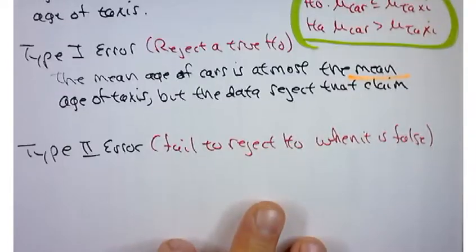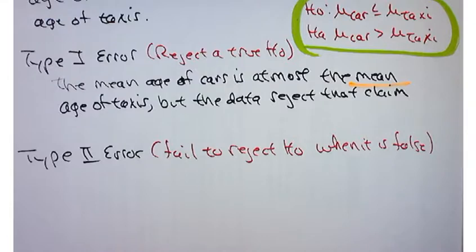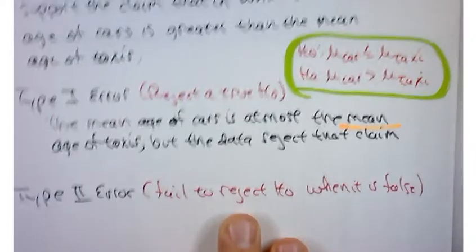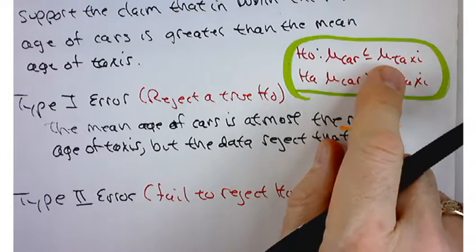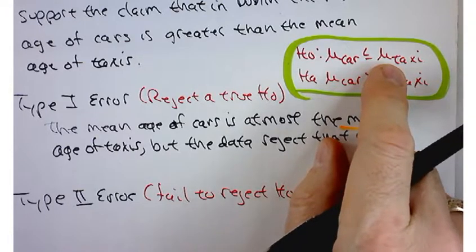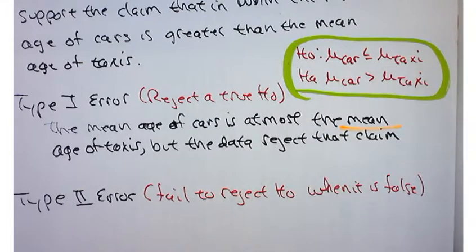Let's take a look at a type 2 error. Yeah, question? Yeah, please. Let's hear yours. Yes, that's another way of saying it. Reject this claim, the mean age of the car is less than or equal to the mean age of taxi, even though that claim is true. Perfectly valid. So there's a lot of different ways you can say this.